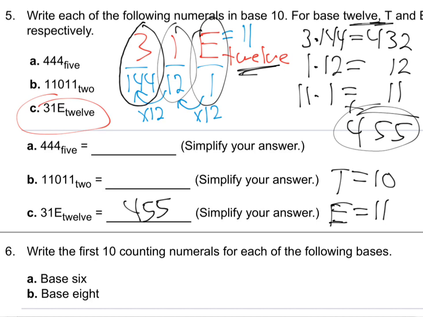So it says write each of the following numerals in base 10. Are we supposed to do it by 10? No. This is base 10. Base 10 means normal. Yeah, I know that sounds confusing at first. Write each in base 10. That means normal. Just think base 10 normal. That's like what you're used to.